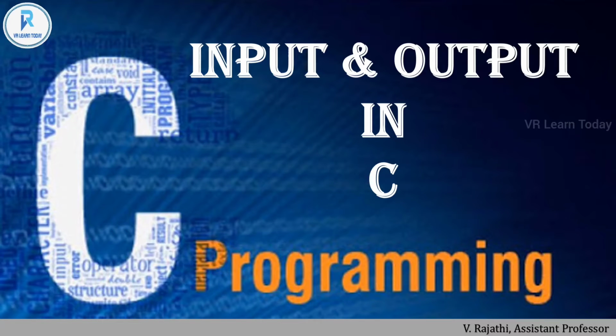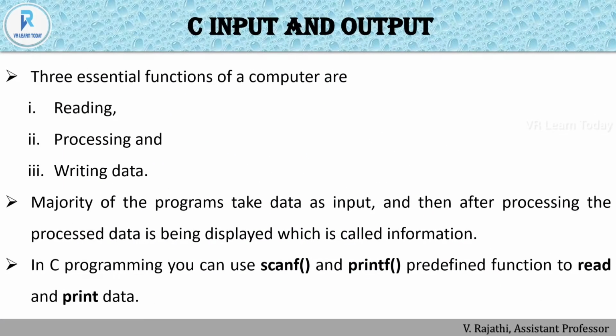In the previous video we discussed what is interaction, data types, variables, and operators in C. In today's topic we are going to discuss input and output in C programming. So first we have to know what the input and output data are, right?